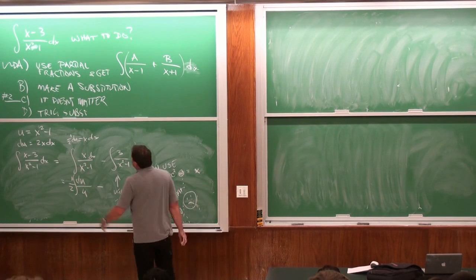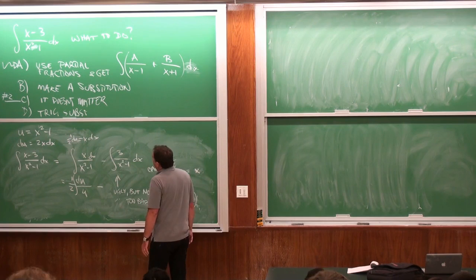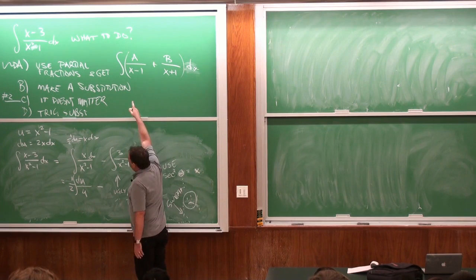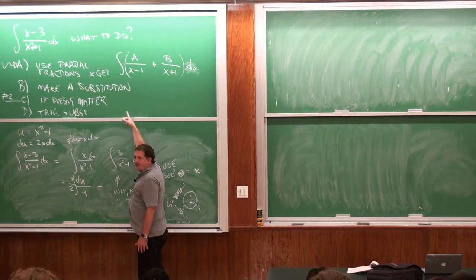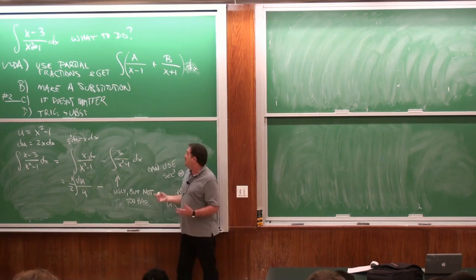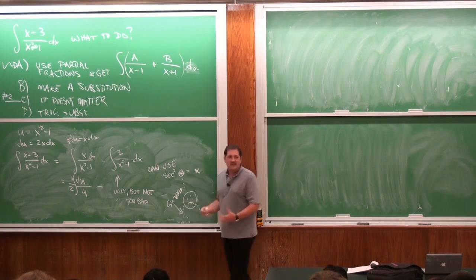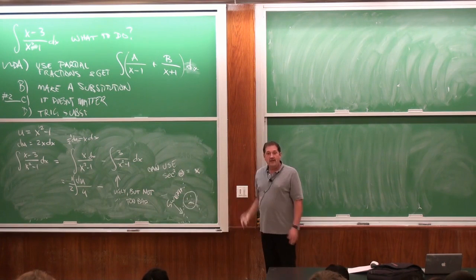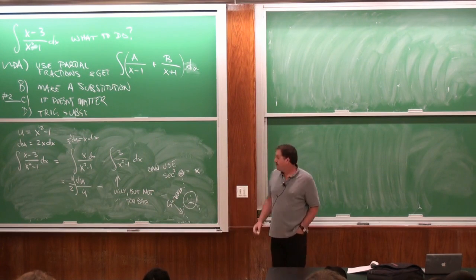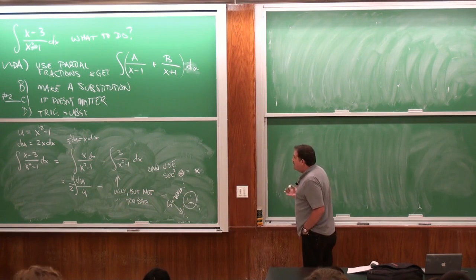So, formally, the correct answer is either A or B and C together, and depending on how much of a masochist you are, it either doesn't matter or it does. I mean, it matters in the sense that you've got to kill yourself to do something that's relatively easy. So let's do it the easy way now.